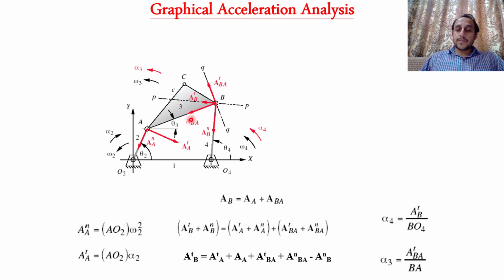ठीक हो गया जी? ये हमारे पास available है, इसकी direction available है। So हमारे पास magnitude available है? We don't have the magnitude of this one, or we can find out. We can find out the magnitude using this equation.